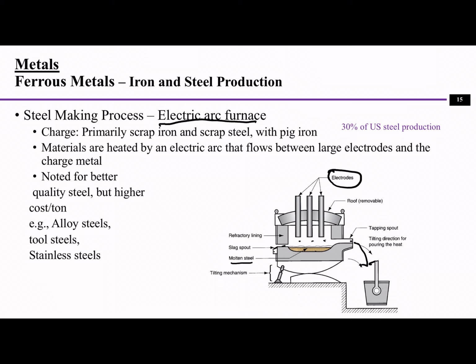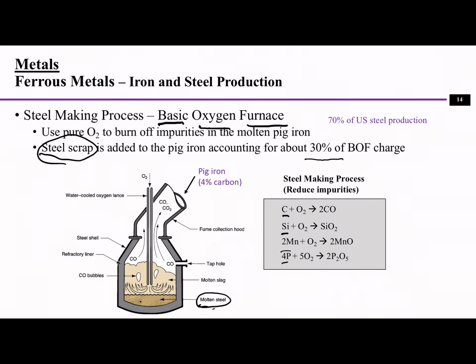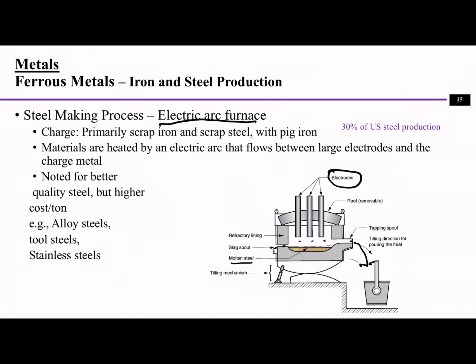The reason is because it is much easier to control the electrodes, the power, and also the temperature of the reaction environment. Compared to the oxygen furnace, it's a little bit hard to control. That's why sometimes you're probably going to get higher quality steel with an electric arc furnace.